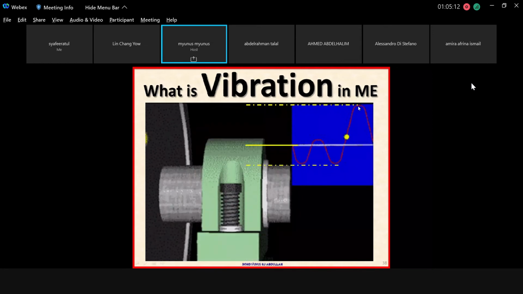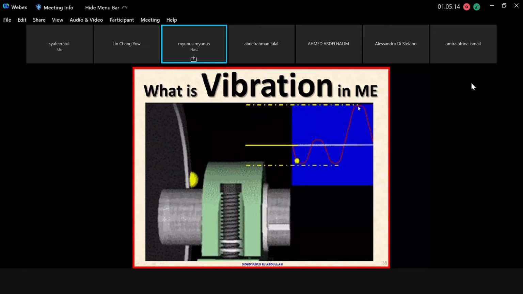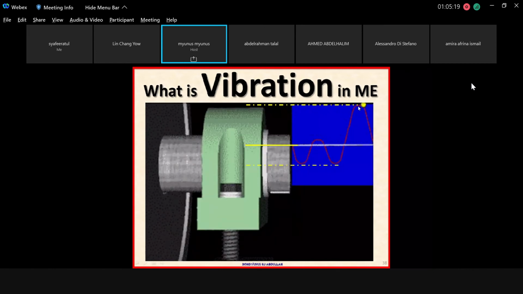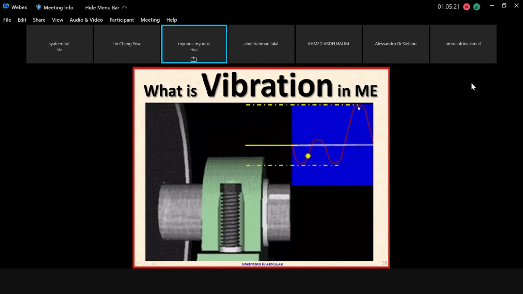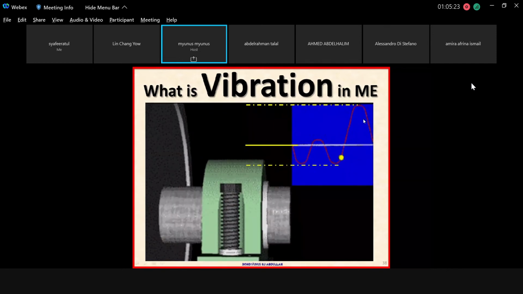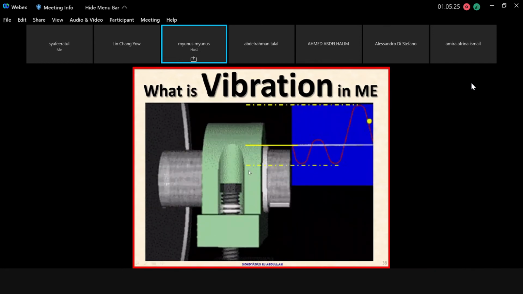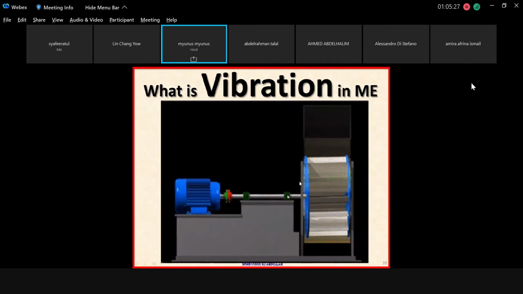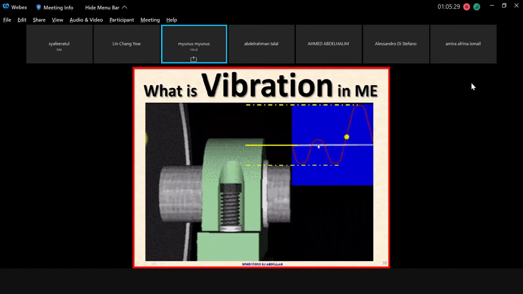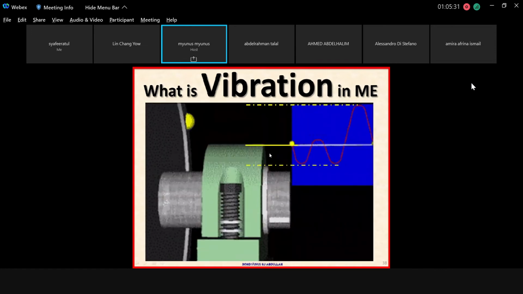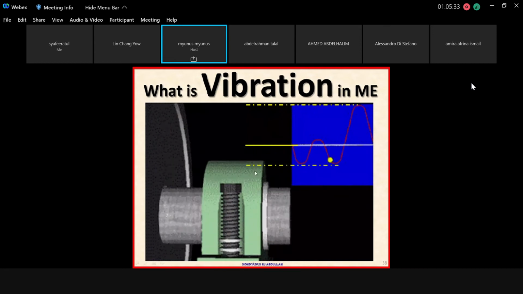Of course, before you do anything, you have to measure the thing. You have to measure the vibration level. To measure the vibration level, you need to know the theory. This is the thing that you're going to look for later on. It is not only that, you also have this one.